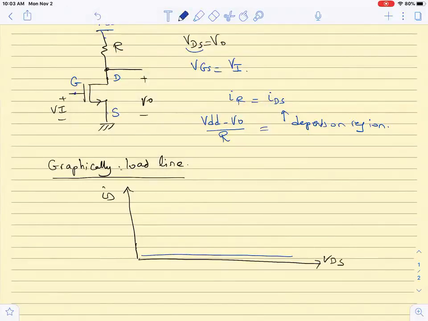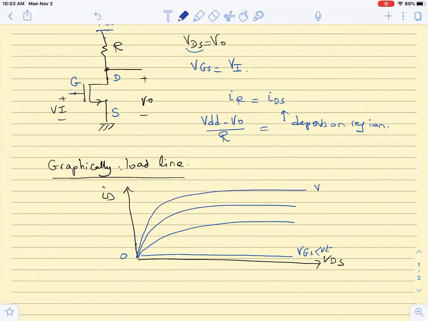Anytime that VGS is less than VT, the current will be equal to 0, and when VGS starts to be larger than VT, I would start to have higher and higher currents. So this is VGS3 greater than VGS2, and this is VGS1, and this is VGS2. This is how the current characteristics of the transistor work, and VGS is equal to Vn.